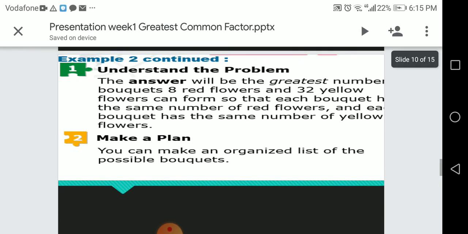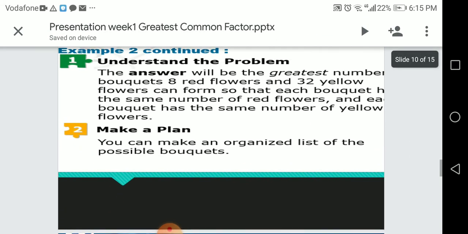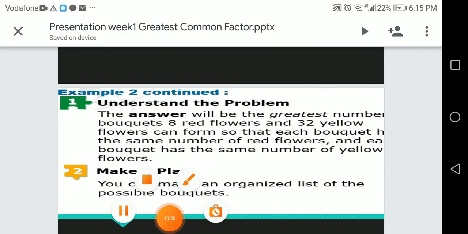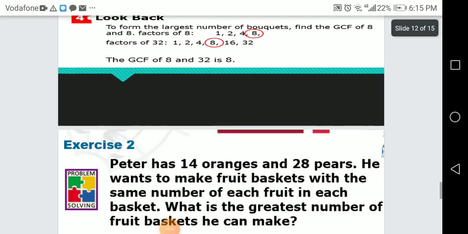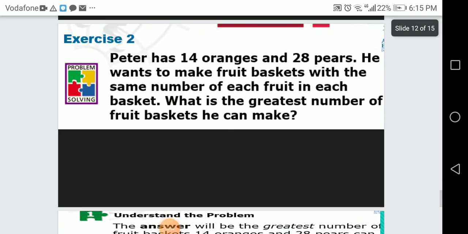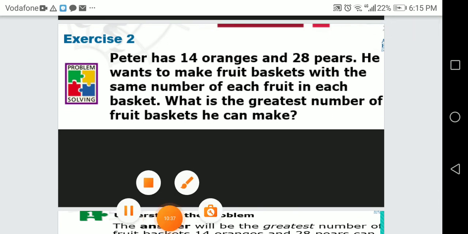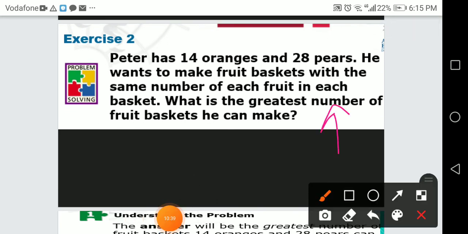Okay, and I need you to do this as homework, this one. Peter has 14 oranges. Please do this as homework, the greatest common factor.